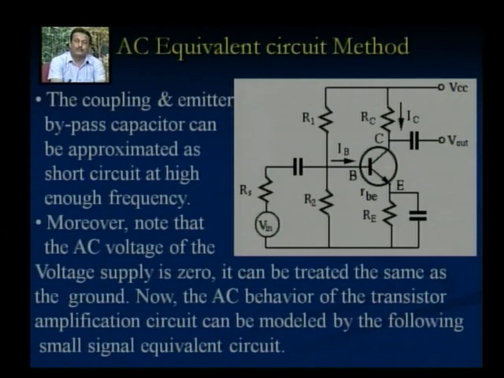Now let us see first of all the AC equivalent circuit method, just how it is used to analyze the transistor. Here in this figure you can see a small signal amplifier consisting of R1, R2, RC, RE, a voltage source, a source resistance, and a capacitor. This circuit is a small signal amplifier using a voltage divider network. As you can see, R1 and R2 are the two voltage divider resistors.